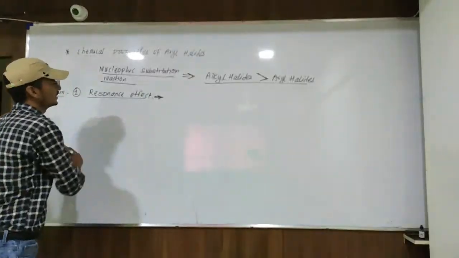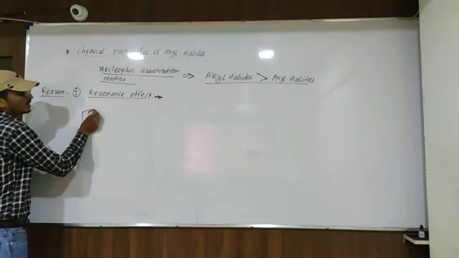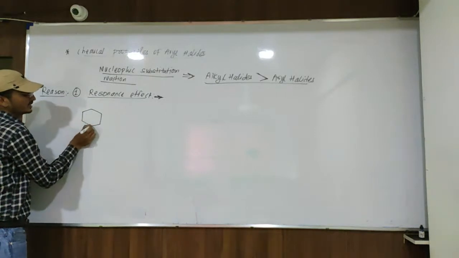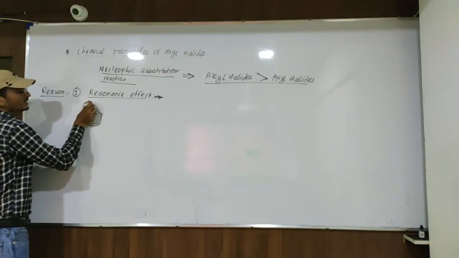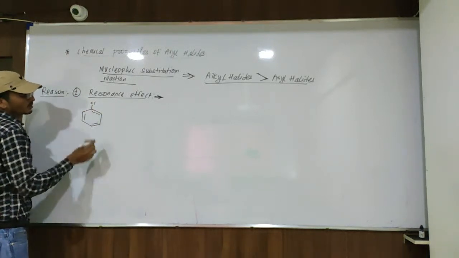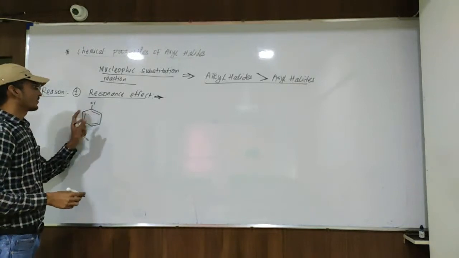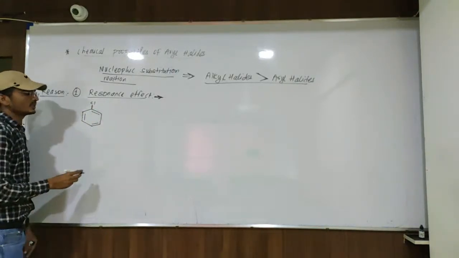So what is the reason here? That is a resonance effect. Okay, so let us consider one aryl halide, that is nothing but chlorobenzene, or you can take any halogen. On the halogen there are 7 electrons in the outermost orbit, but 1 electron is in bonding with the carbon of this benzene.